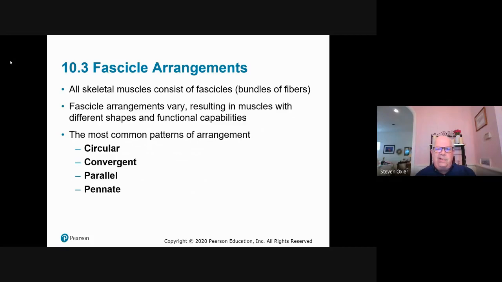How are the fascicles arranged? Remember, all muscles consist of bundles of fibers, and these bundles of fibers are known as fascicles. The arrangements in different shapes give the muscle its functional capability. The most common patterns of arrangements are circular, convergent, parallel, and pinnate.